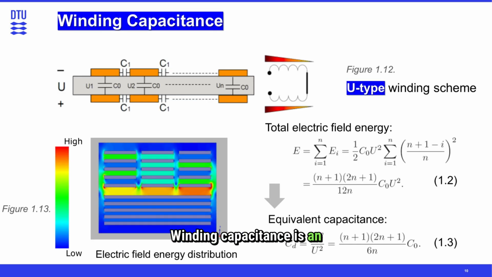Winding capacitance is an important yet often overlooked aspect of power magnetics. Different winding layouts can lead to substantial variations in the resulting capacitance. In our research, we investigate how winding capacitance can be modeled for various winding schemes, and we explore strategies to mitigate these parasitic effects. Understanding the equivalent capacitance and total electric field energy is crucial for optimizing transformer efficiency and functionality.